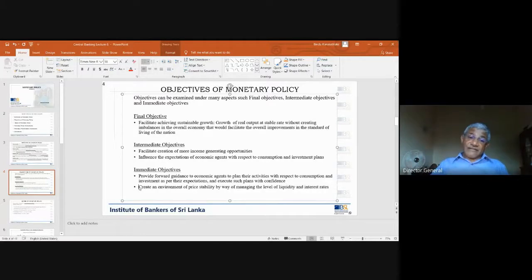And last time, somewhere in your notes you can find, price stability means maintaining a low and stable rate of inflation that has to be predictable, and also that does not interfere with the plans and expectations of consumers, producers and investors with respect to their plans and execution of those plans with confidence. You can read that later on. The important thing is that the inflation rate should be stable.